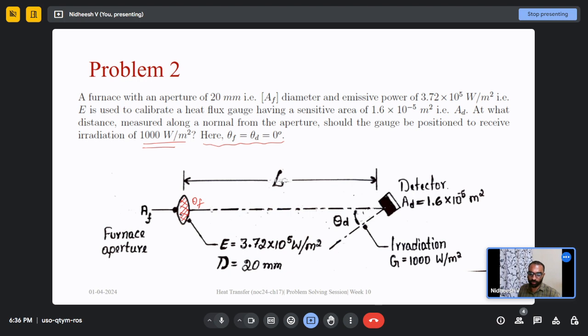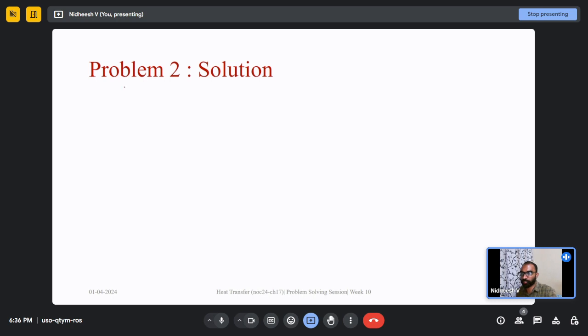How can we solve this problem? We can use the same equations, right? In the first problem also we had an emitter and receivers, and we knew the intensity of emission and all, right? Let's write the equation that we had in problem 1.